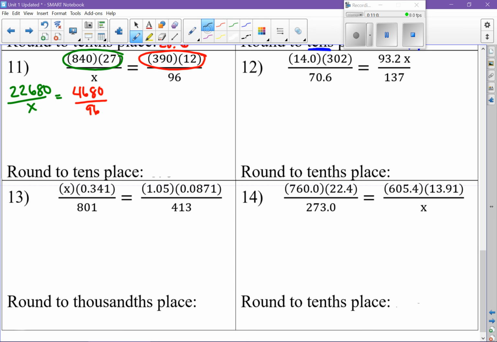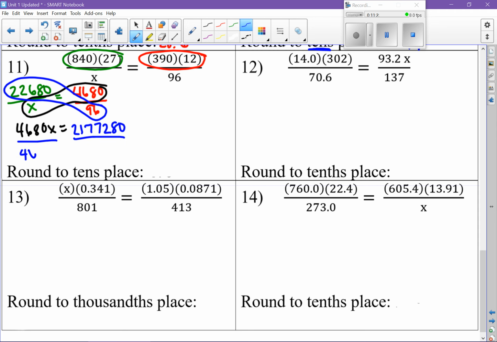Now, it's a very easy one to cross multiply. 4,680 times x is 4,680x. On the other side, you'll multiply these two numbers together, which will give you a big number. Now we want to get x by itself, divide by the thing touching the x. That cancels. Your calculator is going to tell you 465.230769. We want to round at the tens place.